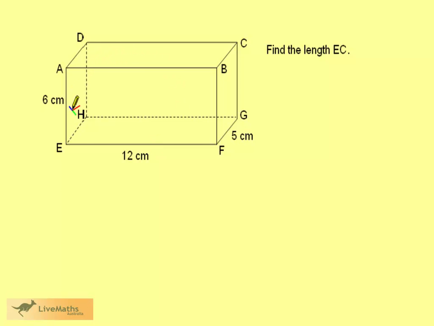Here we have a diagram of a cuboid. The length AE is 6 centimeters. The length EF is 12 centimeters and FG is 5 centimeters. We want to find the length of the side EC. EC goes right across the box from this corner to this corner.